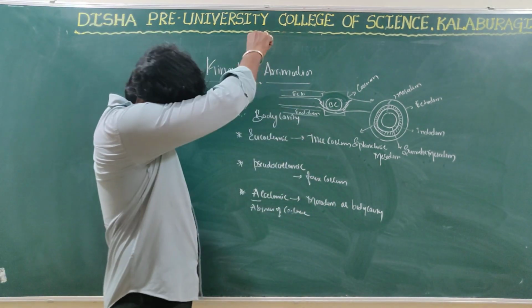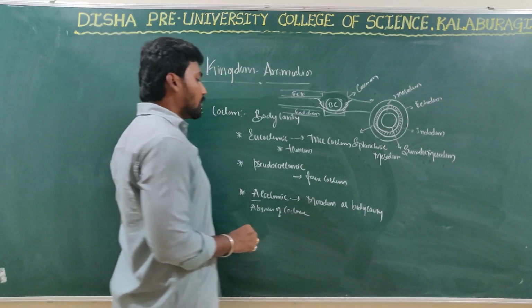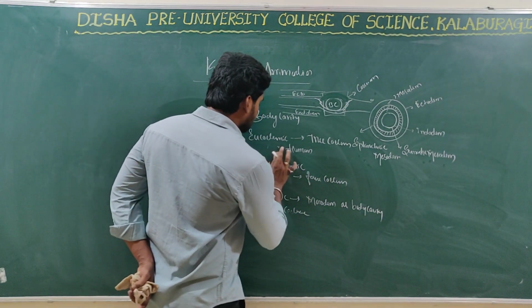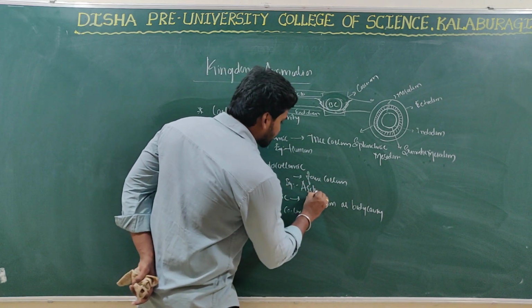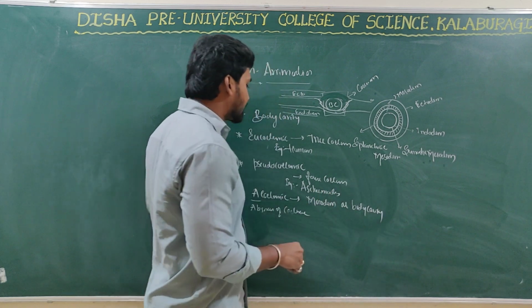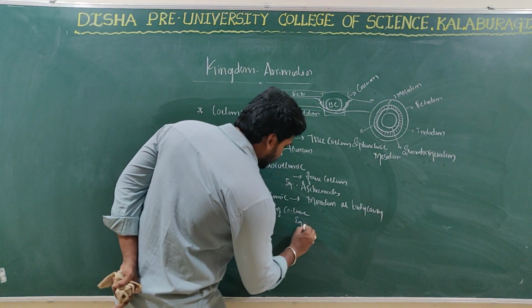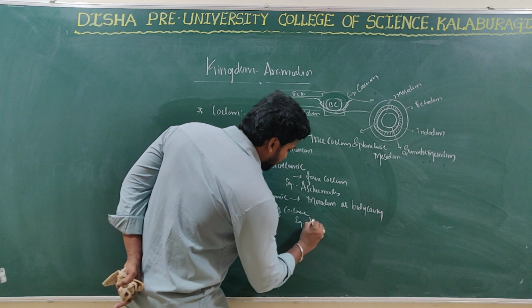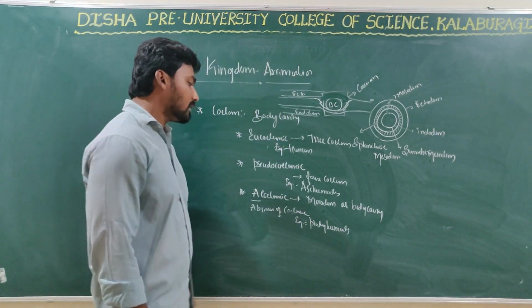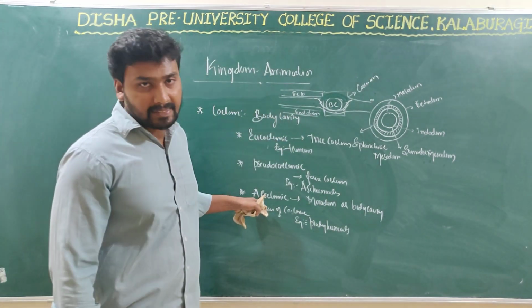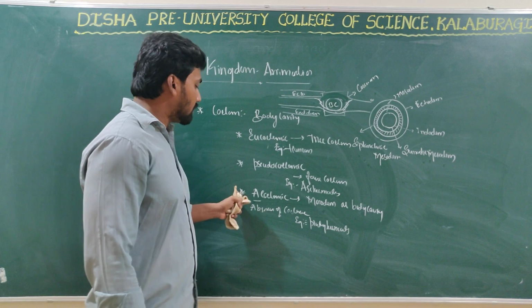We will start giving the examples for each. Eucoelomic: humans. Humans are the best examples for eucoelomic animals. Pseudocoelomic: Aschelminthes are the beautiful examples for pseudocoelomic animals. Acoelomic: Platyhelminthes are the good examples for acoelomic species, right? So on the basis of coelom, animals are classified as eucoelomic, pseudocoelomic and acoelomic.